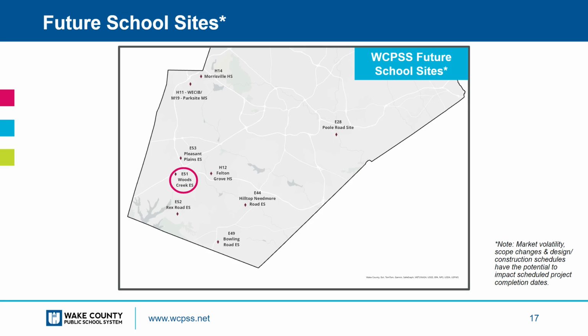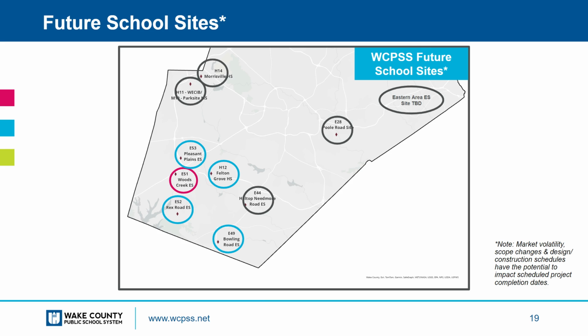This map helps to give you a better idea of where the new schools are located throughout the district. Woods Creek Elementary, which is highlighted by the red circle, will open in the 2024-25 school year, and the board approved a plan for this school last fall. Here you can see the locations of the schools projected to open in 2025-26, highlighted by the blue circles. And here you see the locations of schools projected to open in 2026-27 and beyond, highlighted by the dark gray circles.